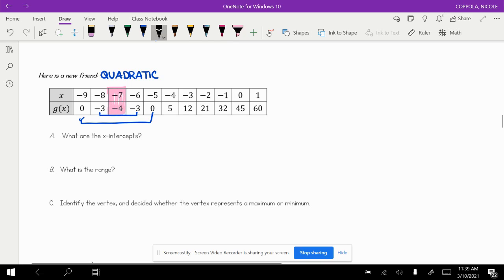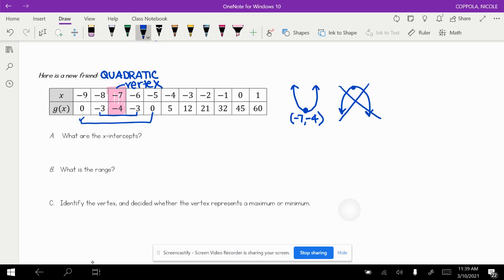Once you find your vertex, always label it. So this is my vertex. Now I need to decide, is my vertex a maximum or a minimum? Is my parabola concave up or is it concave down? So let's see. You're looking at your y's. -4. Then I've got -3 and 0. It looks like they're going up, which means my parabola is looking like this. Okay, so that might be useful for us. We'll see in the questions.